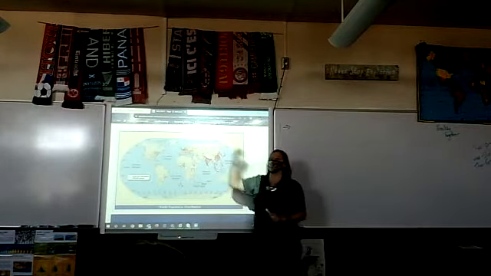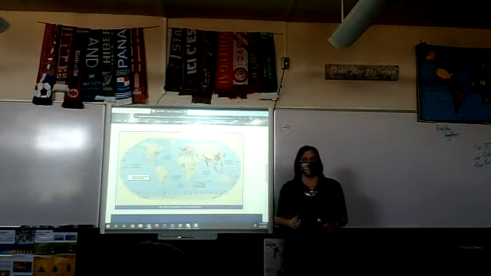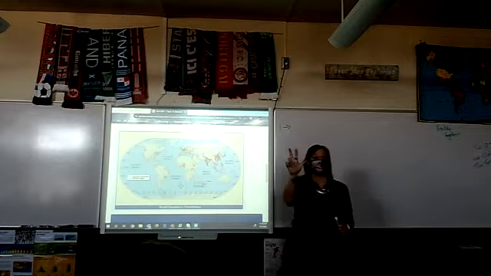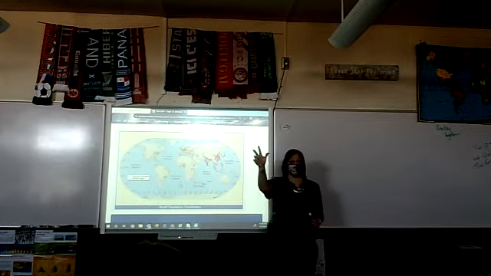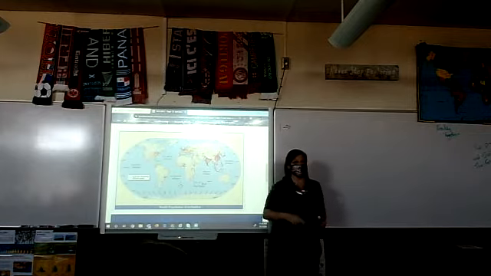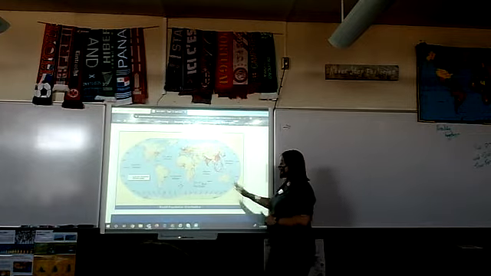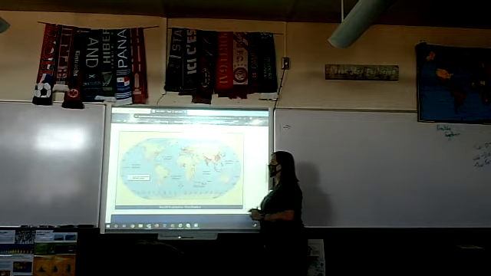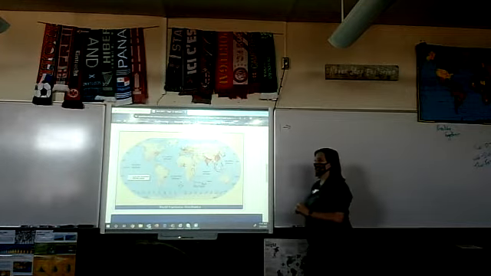So, what is the projection of this map? How is it drawn? How is it distorted? Your choices are Mercator, Robinson, or Peters. I want to say Robinson, it's got curves. Robinson has curves.